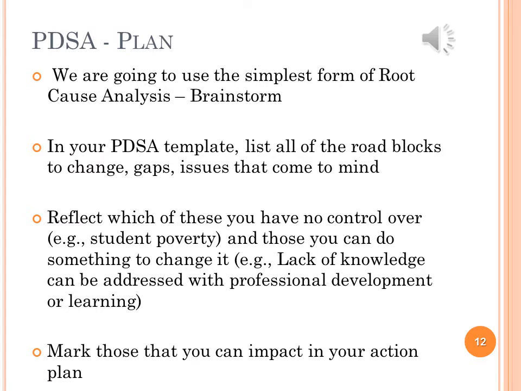For your project, if you want to try one of the other quality tools, that's fine. But the simplest form of root cause analysis that we're going to use today is just brainstorming. In your PDSA template, list all of the roadblocks to the change, the gaps, the issues that come to mind related to your goal area. Then reflect on those that you have no control over, and those you can do something about to change them. Mark those that you can impact, and those need to be included in your action plan.